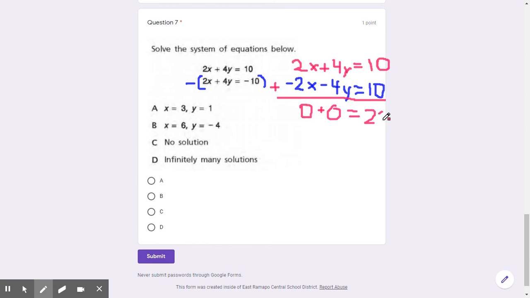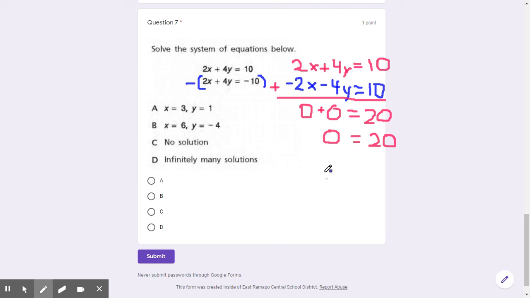So all I'm doing is adding my equations, and these two were eliminated, giving me 0. The 4y and the negative 4y make an elimination, so I really have 0, because 0 plus 0 is 0, which is now equal to, on the other side of the equal sign, 20. So here goes my hint 2. When I added my two equations, I have 0 is equal to 20. That's hint number 2.